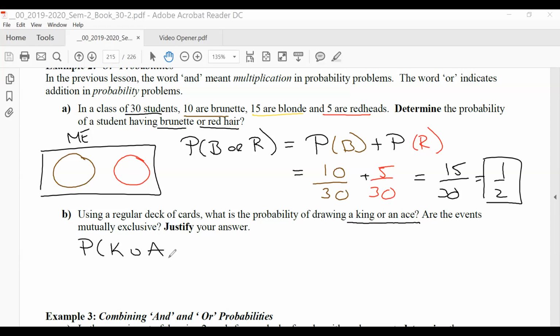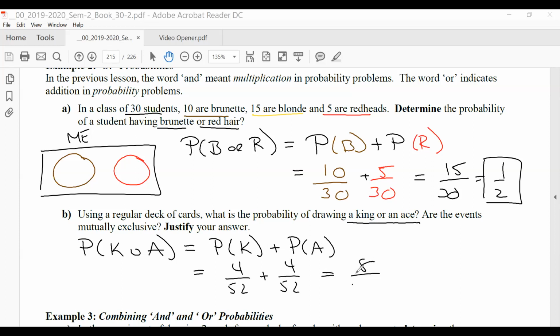So if I'm talking about the probability of getting a king or the probability of getting an ace, since they're mutually exclusive, I can simply add these things together. Probability of getting a king, I know there's 4 out of 52, and ace 4 out of 52, so that's 8 out of 52, which is 4 out of 26, which is 2 out of 13.